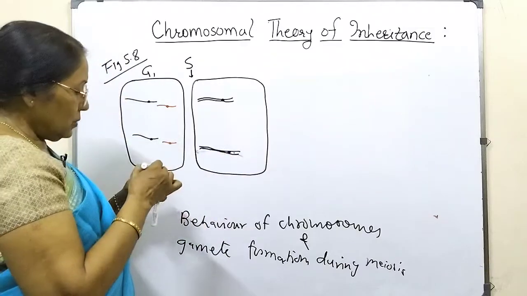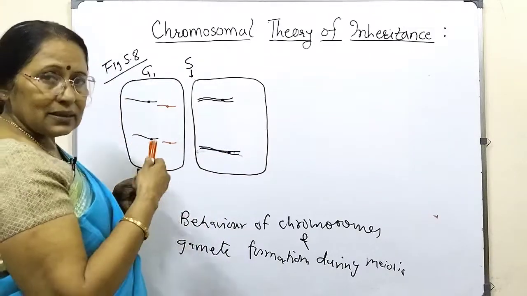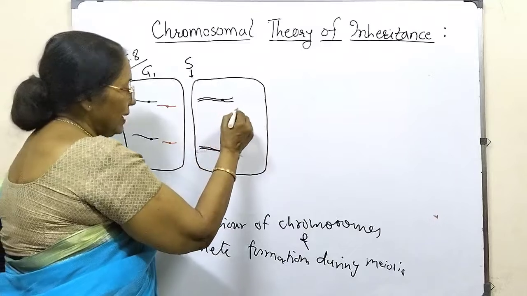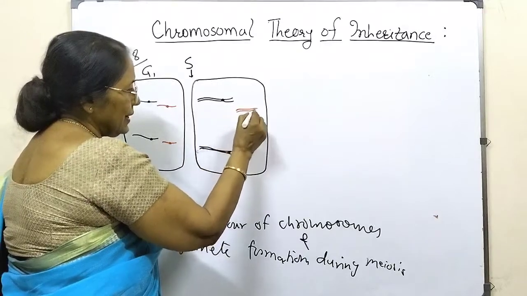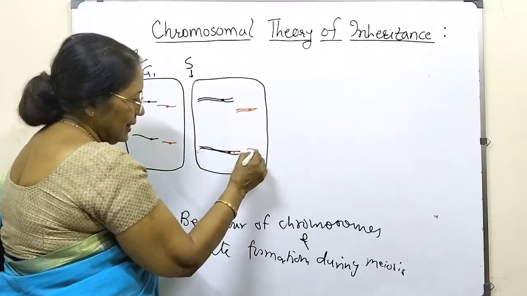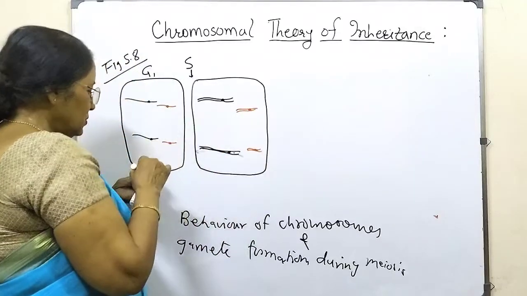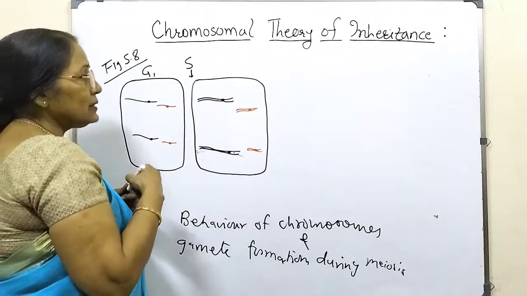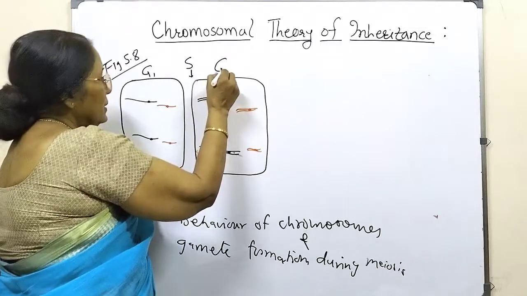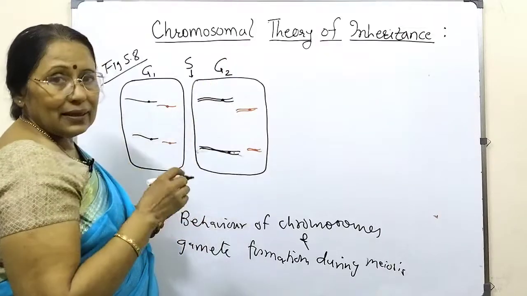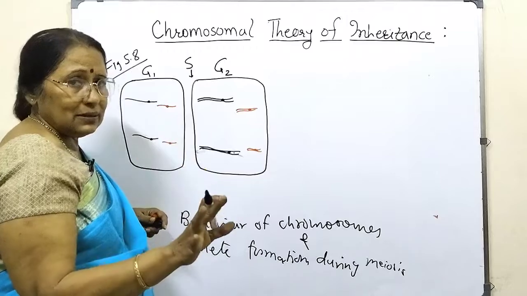Fine. Now some other chromosome and its homologous strand. So this is one and this is the other. This is G2. यहाँ तक समझ गए. S में वो डबल हो गया है. DNA content has doubled. Chromosome number is same.